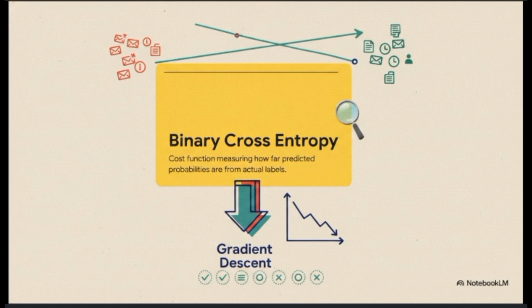The formula simply measures exactly how far the predicted probability is from the actual true class label. Then, through a steady, step-by-step process called gradient descent, the model continuously adjusts its weights to get a better score, essentially learning from its mistakes until it draws the perfect decision boundary.